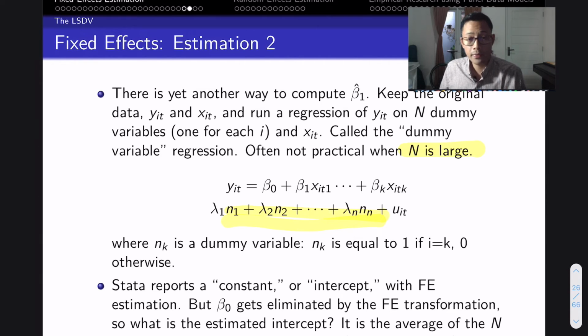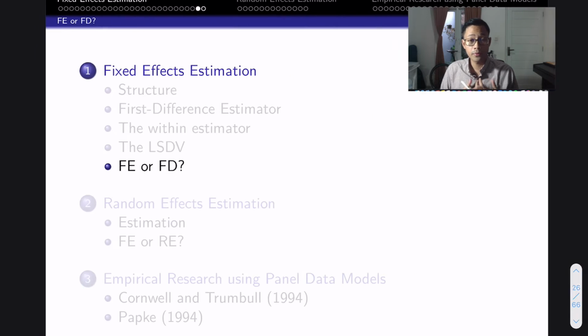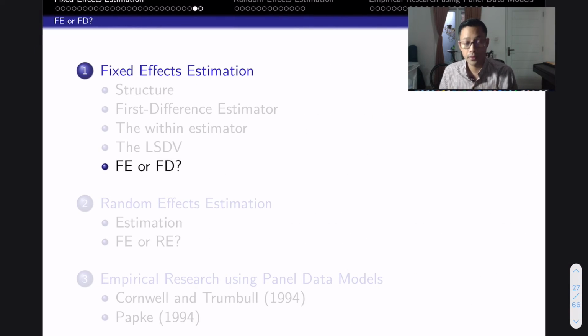Okay, so far we've discussed two methods for estimation of a panel data set. The first one is the fixed effect. The second one is the first difference. And now the first question that we want to answer is: should we choose the fixed effect or the first difference estimator? Basically, if we just have a 2-period panel data, t equals 1, 2, then the fixed effects and the first difference are actually identical. So either way, you're going to get the same result.